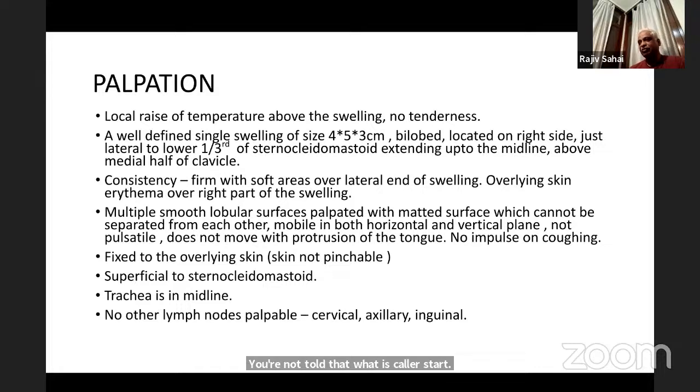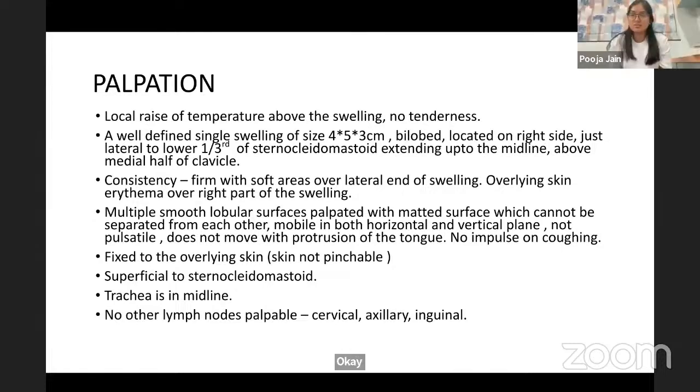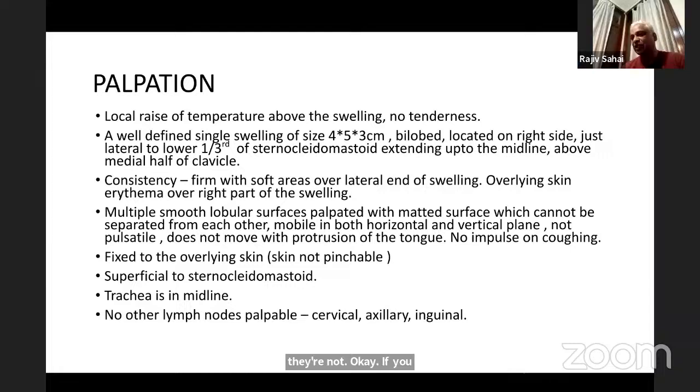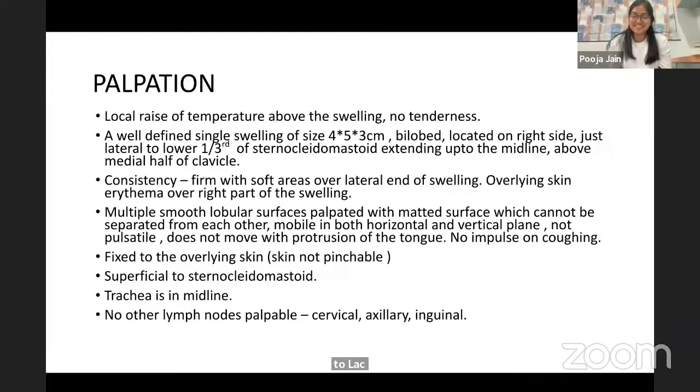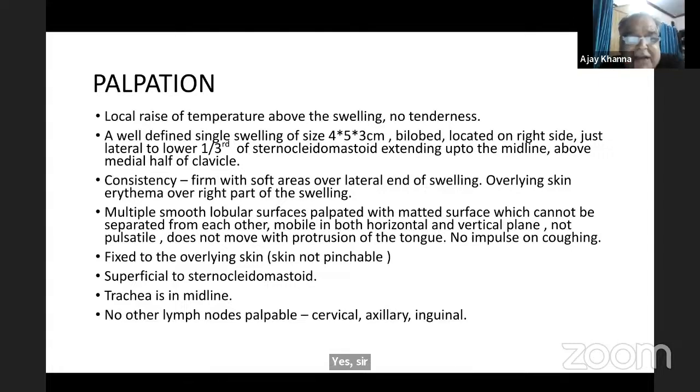Pooja, are you from Lucknow? No, sir, I'm from Gujarat. Okay. If you go to Lucknow, you find a special dress there. Yes, Lucknowi kurta. Have you worn one? Yes, sir. So they wear those kind of studs there, not on the collar. That's exactly like that.